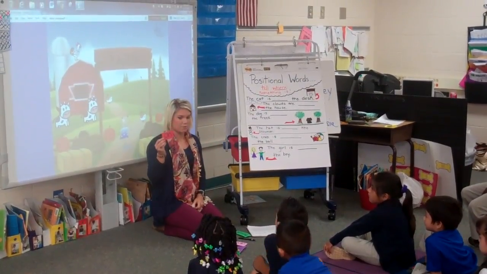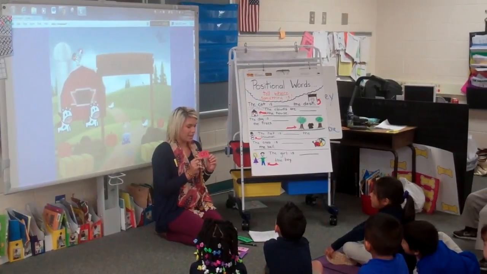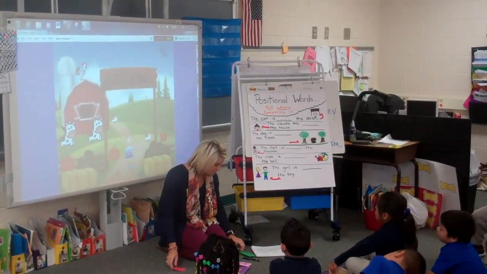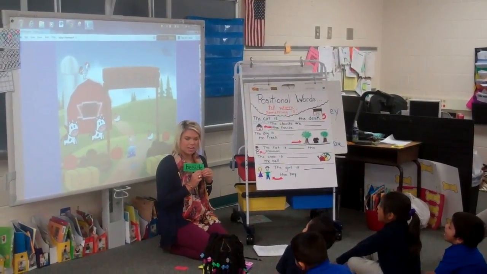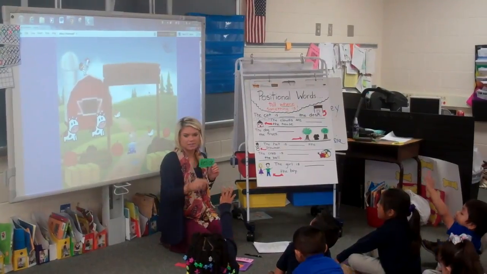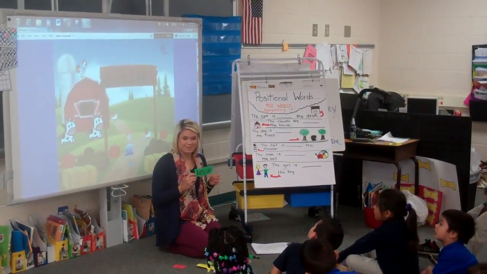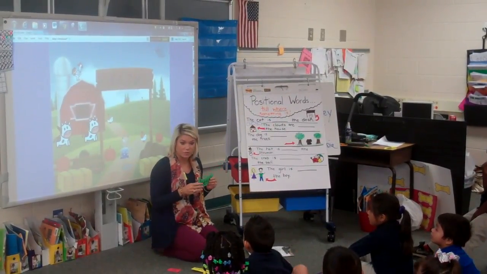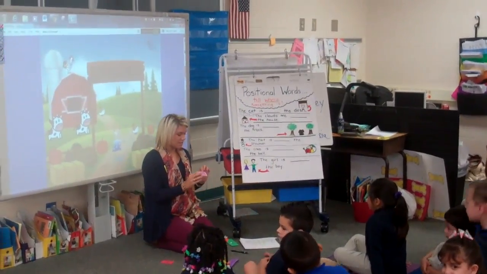What is this word? Can we read it together? On. Good job, Daisy. Okay, so this is one word, and then we're going to put it in here in a minute, okay? What is this word? Beside. Can anyone tell me what beside means, India? It means somebody right beside you. So it would be like someone sitting right here, someone sitting next to you on the carpet, right? Okay. What about this word?